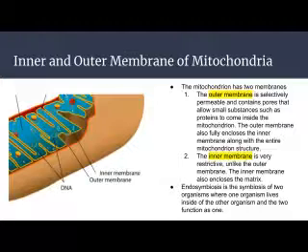The mitochondrion contains two membranes, an outer membrane and an inner membrane. The outer membrane is selectively permeable and contains pores that allow small substances such as proteins to come in and out of the mitochondrion. The outer membrane also fully encloses the inner membrane along with the entire mitochondrion structure. The inner membrane is very restrictive, unlike its counterpart, the outer membrane. The inner membrane encases the matrix.